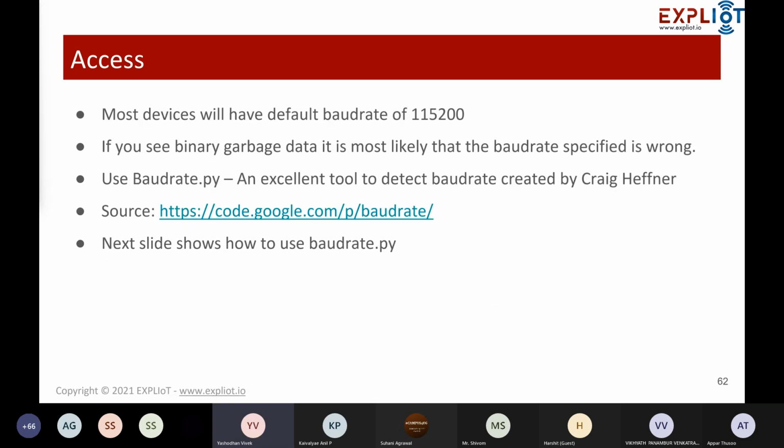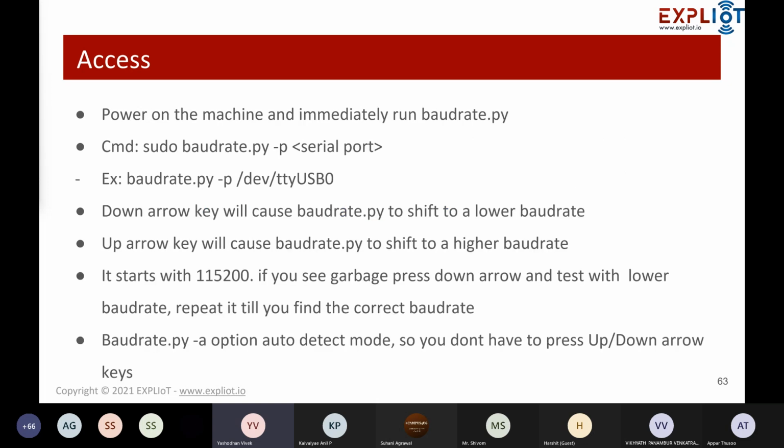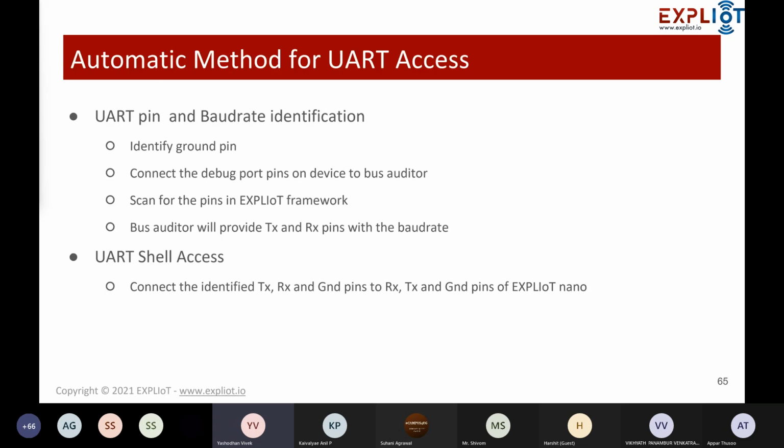Now there is a challenge. For example, let us say you are not able to get the exact baud rate. What is the solution for that? There is a famous guy called Craig Heffner. He has written an excellent script for baud rate identification. This is the source for that, and you can go and check it. With this script running, it will tell you what baud rate the device is actually communicating at. Once you find the baud rate, simply use it in your command and access the device. These are the typical commands that one can use.